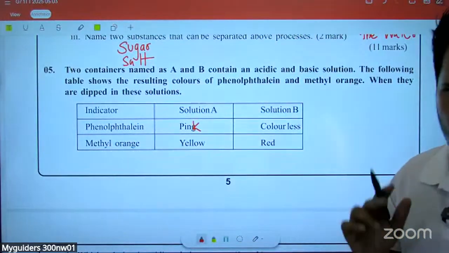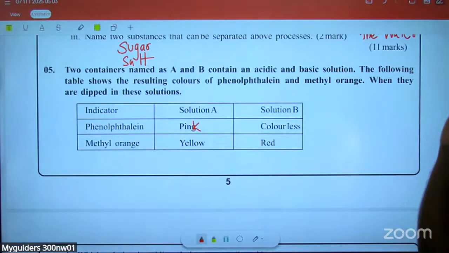Colorless and red. Okay, so now based on the given data.